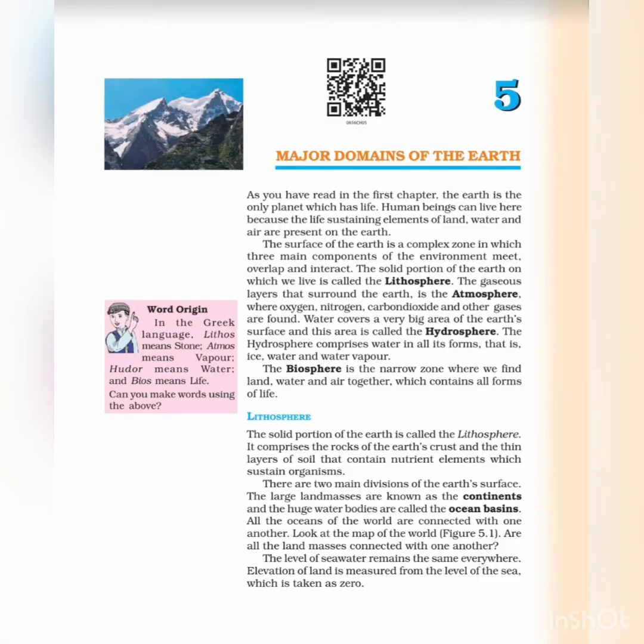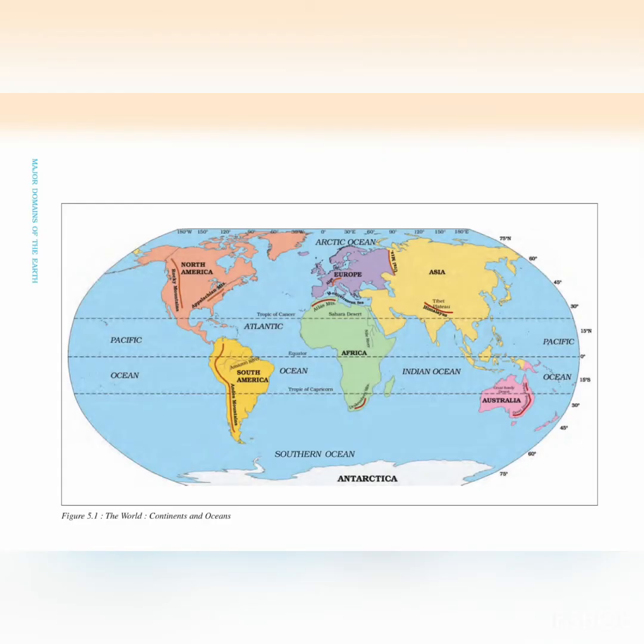Now, the continents can be defined as the huge land masses rising above the sea level. These continents are separated from one another by huge water bodies. Now children, in this image you can see there are 7 continents on the earth, namely Asia, Africa, North America, South America, Antarctica, Europe and Australia. All these continents are connected with water bodies, and all the water bodies are connected with one another.